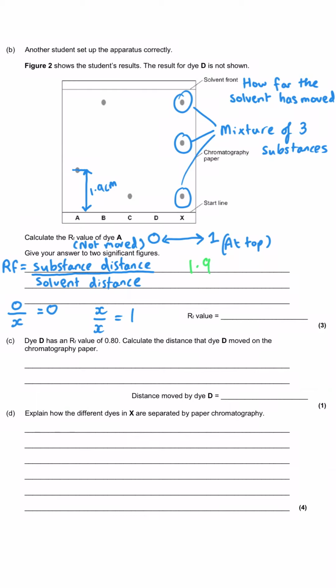And then we need to find out how far the solvent has travelled. So again, starting on the start line, we need to go all the way up to where the solvent front is. That's where the solvent finished. And measuring that, I got 4.1 centimetres.